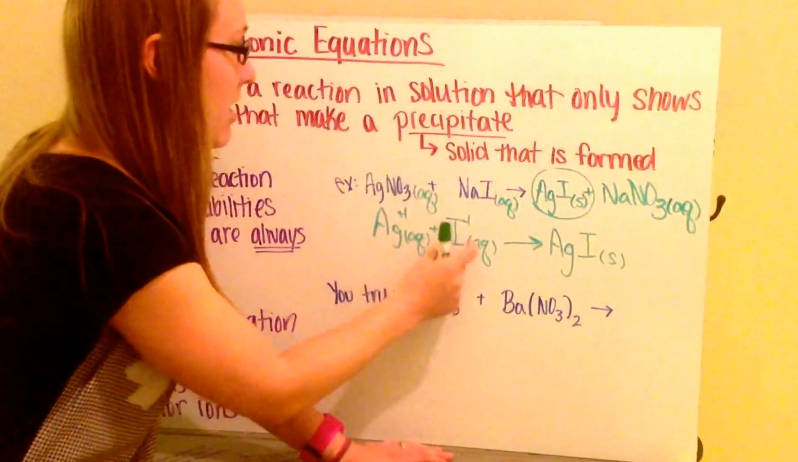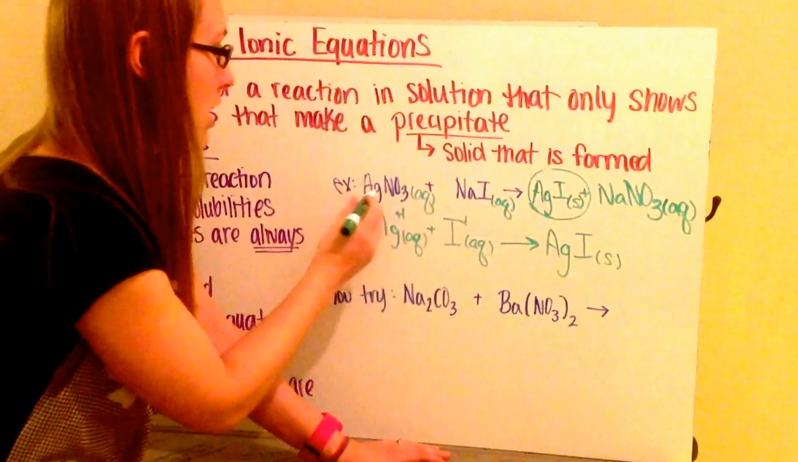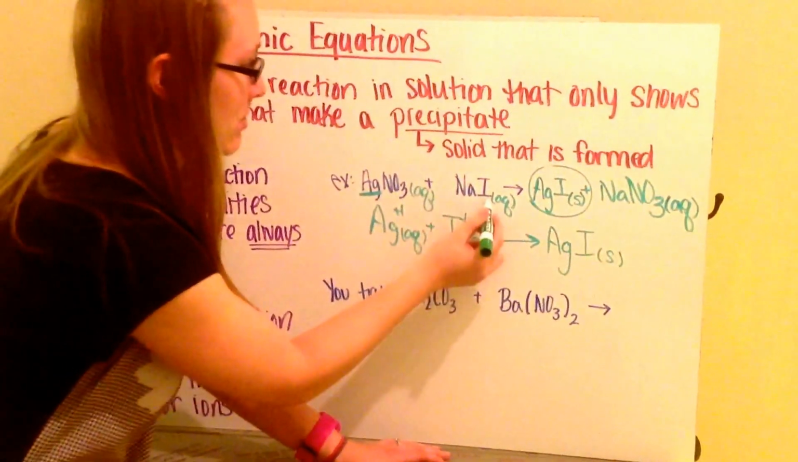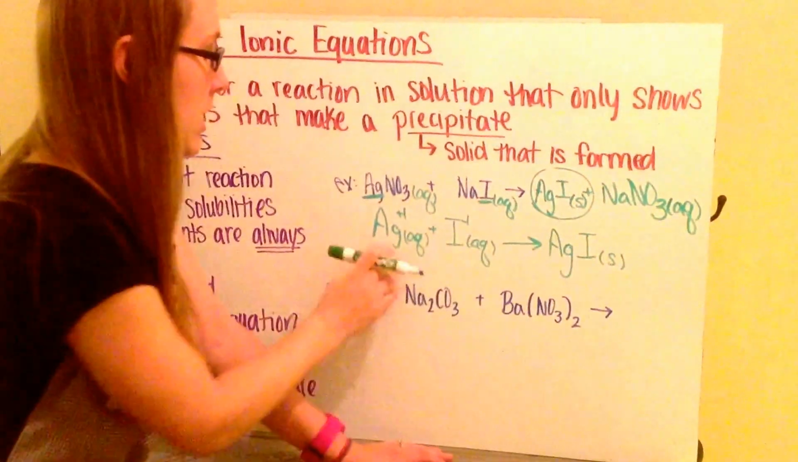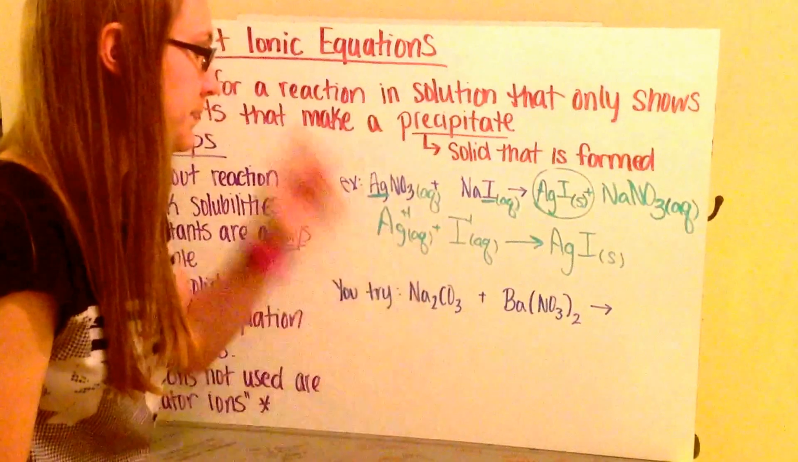So again, I show both my elements, but they're not the elements reacting together. It's not silver solid and iodine solid reacting together. It's silver ions that were dissolved from my silver nitrate, and my iodine ions that were dissolved from my sodium iodide have reacted together to make my silver iodide solid.